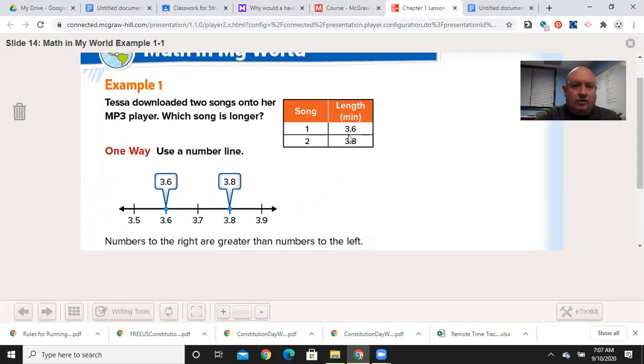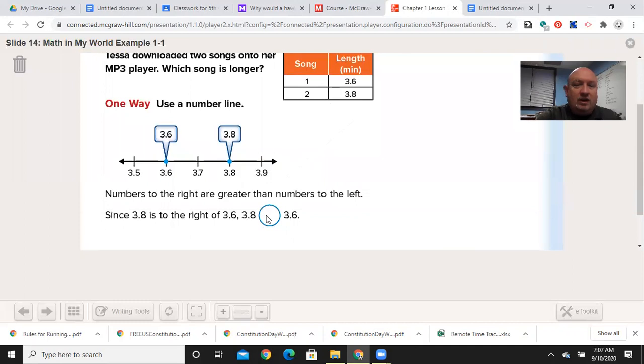All right, so song 1, 3.6 minutes. Song 2, 3.8. One way we could do this is a number line, and this number line goes from 3.5 up to 3.9. You plot the two, and whichever one is further away from 0 is greater. So then I'm gonna bring my annotation tool and my text box right to there. Which one's greater? Well, in this case, 3.8 is greater than 3.6. So that's one way I could do it, picturing it on a number line.